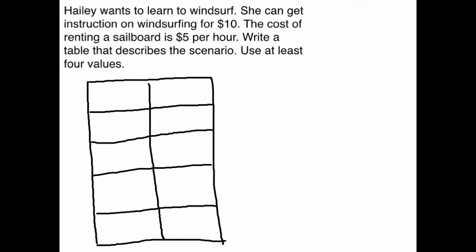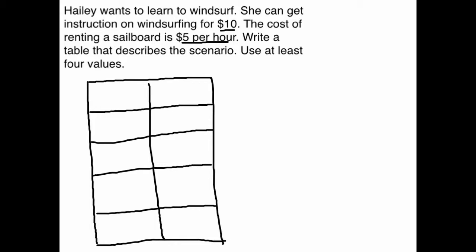Okay guys, let's try an example here, writing an equation and then filling in a table. Let's go ahead and read the first one. Haley wants to learn to windsurf. She can get instruction on windsurfing for $10. The cost of renting a sailboard is $5 per hour. Write a table that describes the scenario. Use at least 4 values.